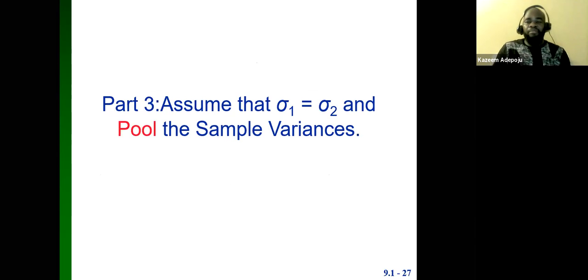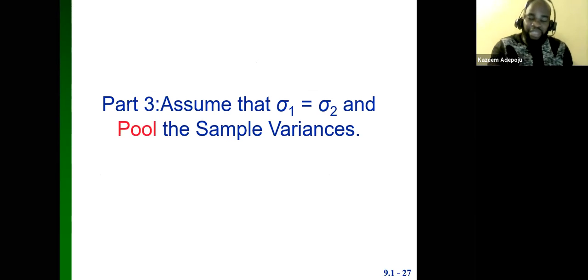So the next part that we want to talk about, we are still on two groups where we want to construct the interval estimation for means. Now, a situation whereby the standard deviations are assumed to be equal. When the two standard deviations are assumed to be equal, what are we going to do?